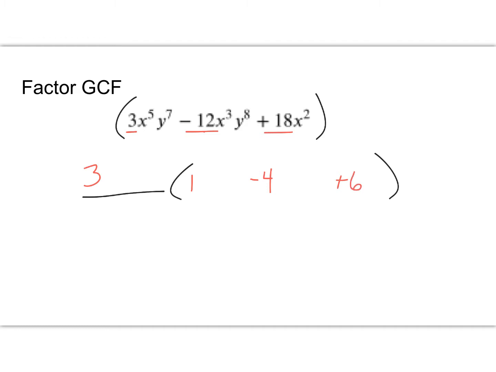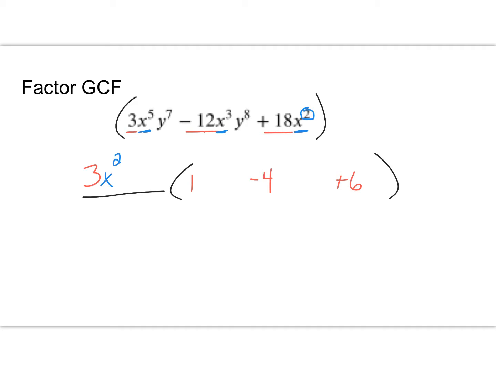Okay. Now for the x's, we have x to the 5th, x cubed, and x squared. Now remember, we want to take out as many x's as we can without creating a negative exponent here. So kind of the rule that my students have come up with over the years is, if it's shared by all the pieces, look for the smallest exponent. It tells you how many you can take out. So in this case, we can take out 2 of them, or x squared.